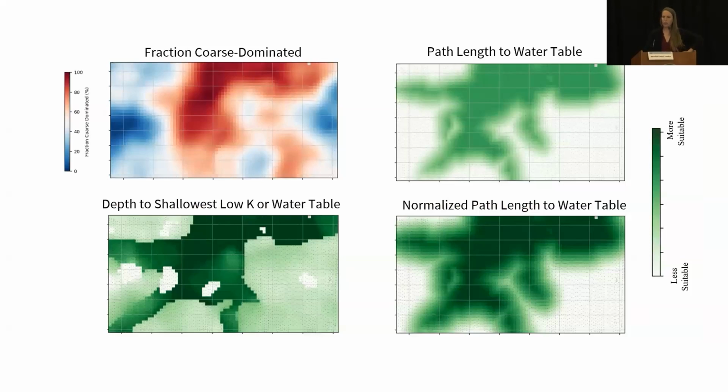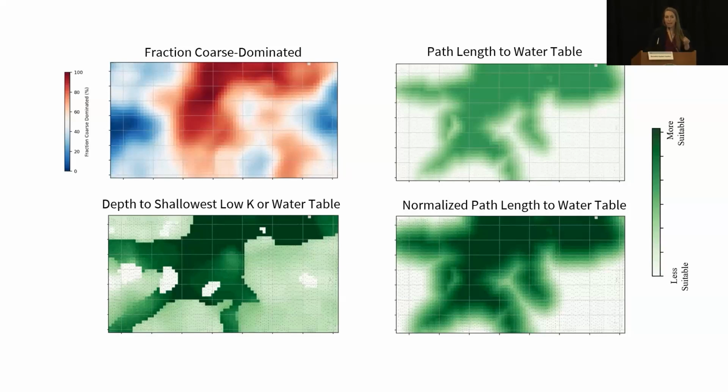So the first one is our fraction coarse dominated map. It's just showing what's the average coarse fraction below any point on this surface. So where it's red, we've got really coarse sediments, probably good for recharge, and where it's more blue, it's more fine dominated.